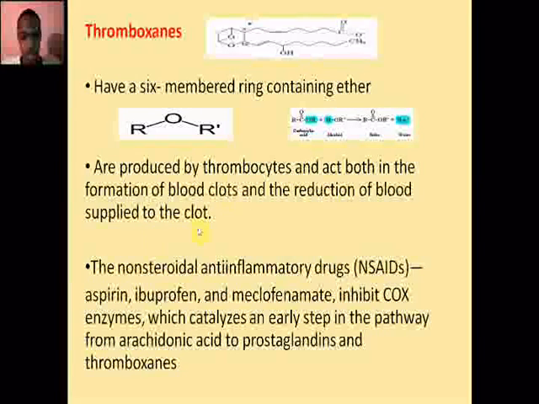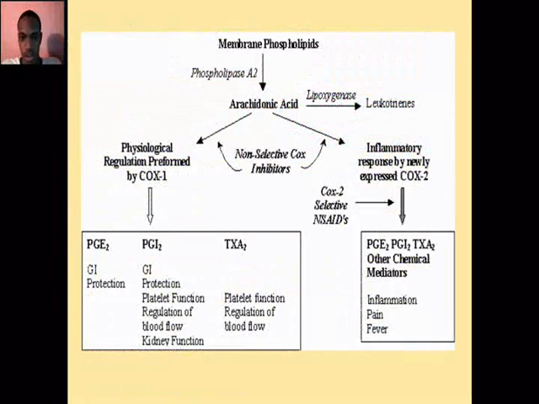Now, as I was stating just a while ago, non-steroidal anti-inflammatory drugs such as aspirin, ibuprofen, and meclofenamate all inhibit COX enzymes, which catalyze an early step in the pathway from arachidonic acid to prostaglandins and thromboxanes. Once more, in the diagram I was referring to, this is the early step we're speaking about, right here. Okay.